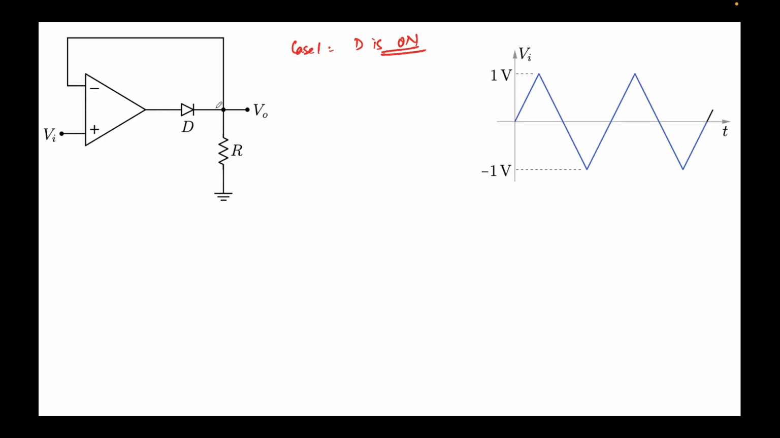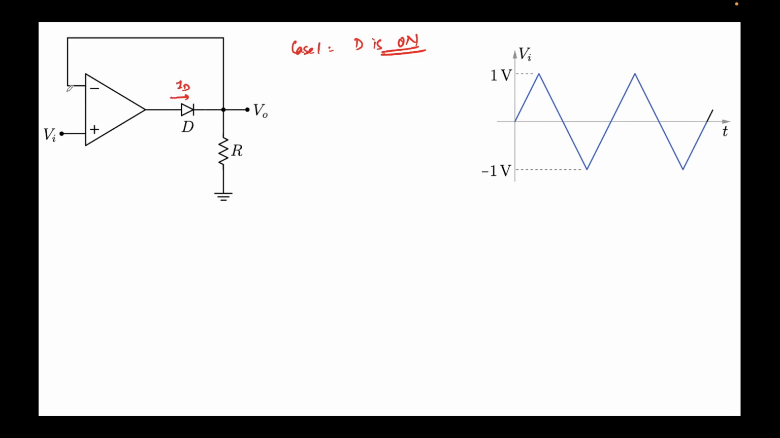D is on, which means the diode is conducting. This means that there is some current flowing over here, which I denote by ID. Since this is an ideal op-amp, and again assuming the virtual short condition, this is a negative feedback circuit, and we are assuming it is operating in the linear region.